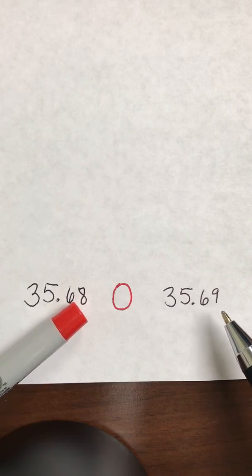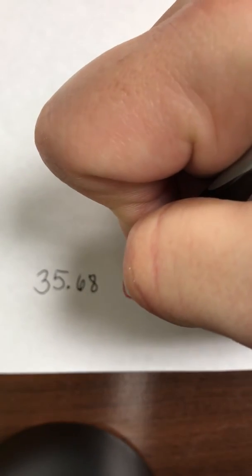Which digit is greater? Well, the 9 is greater, and that means this whole number is greater. So we would say 35 and 69 hundredths is greater than 35 and 68 hundredths, or 35 and 68 hundredths is less than 35 and 69 hundredths.